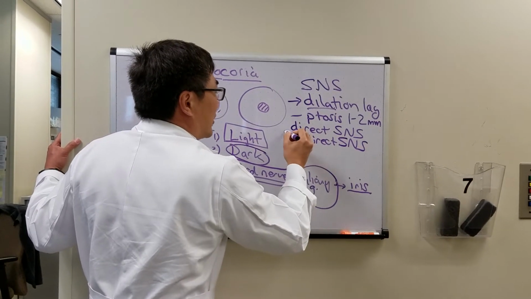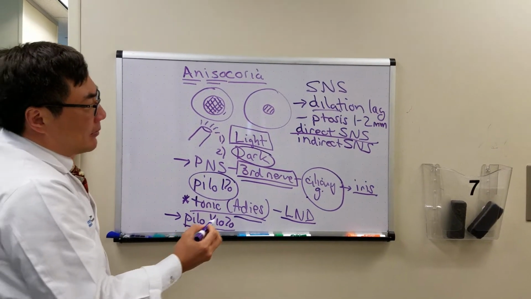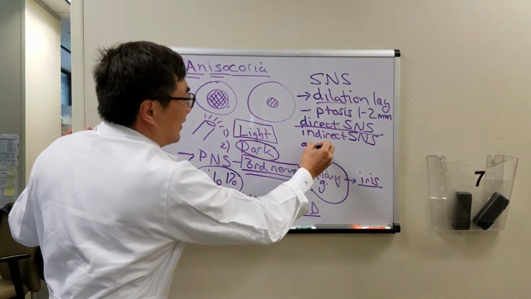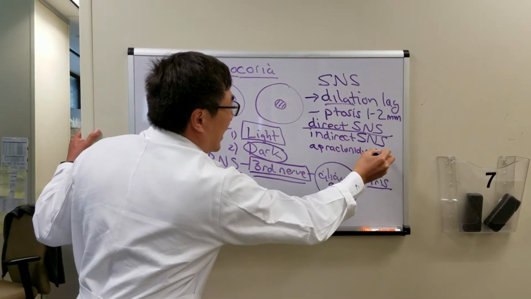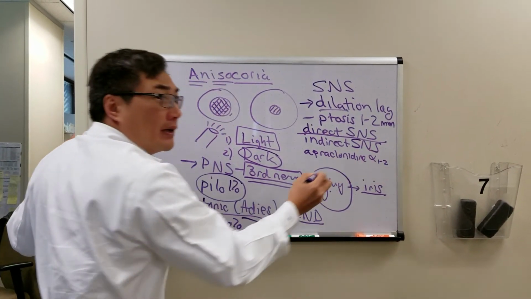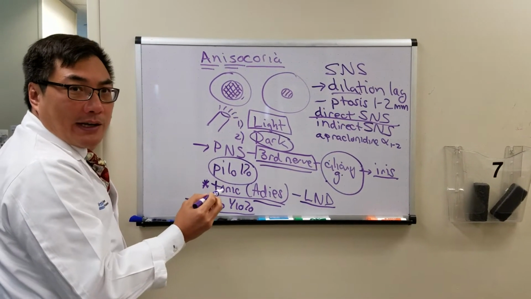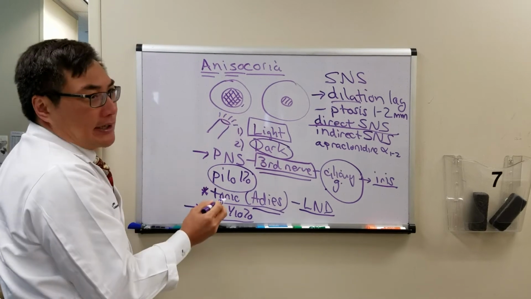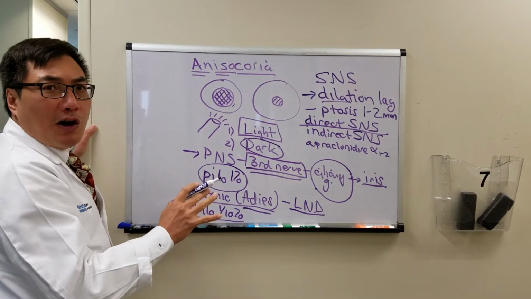So let's just start with the direct acting sympathomimetic. The direct acting sympathomimetic, apraclonidine, is an alpha agent. It has differential activity for alpha 1 and alpha 2. Under normal conditions, the alpha 2 effect predominates, and if we put apraclonidine in a normal pupil, it will either stay the same size or get slightly smaller.